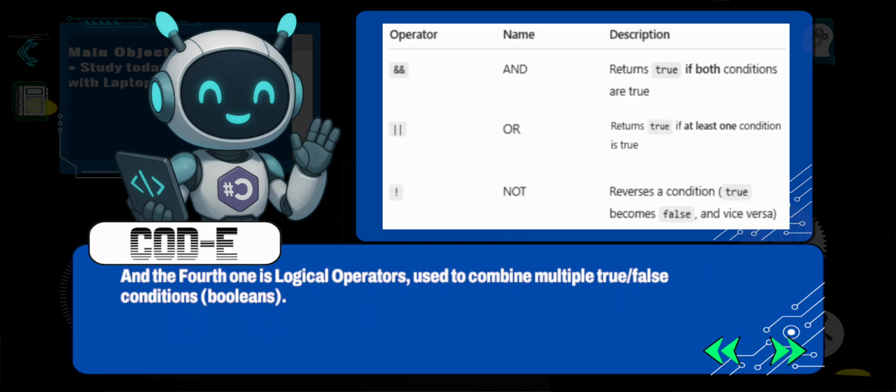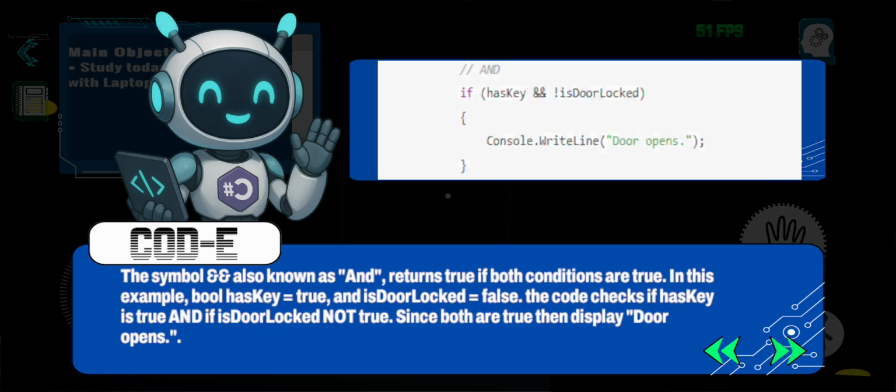And the fourth one is logical operators, used to combine multiple true-false conditions, Booleans. The && symbol, also known as AND, returns true if both conditions are true. In this example, bool has key equals true and is door locked equals false. The code checks if has key is true and if is door locked is not true. Since both are true, then display door opens.